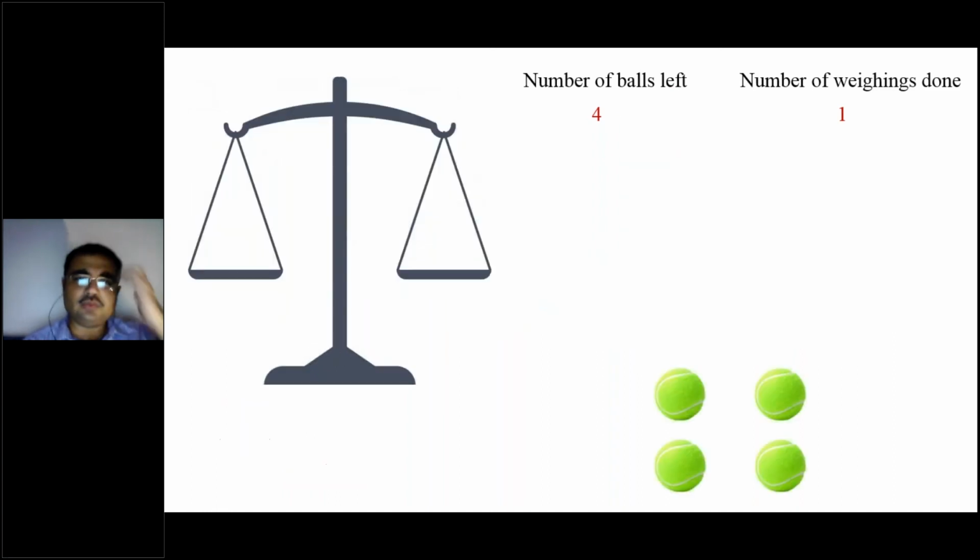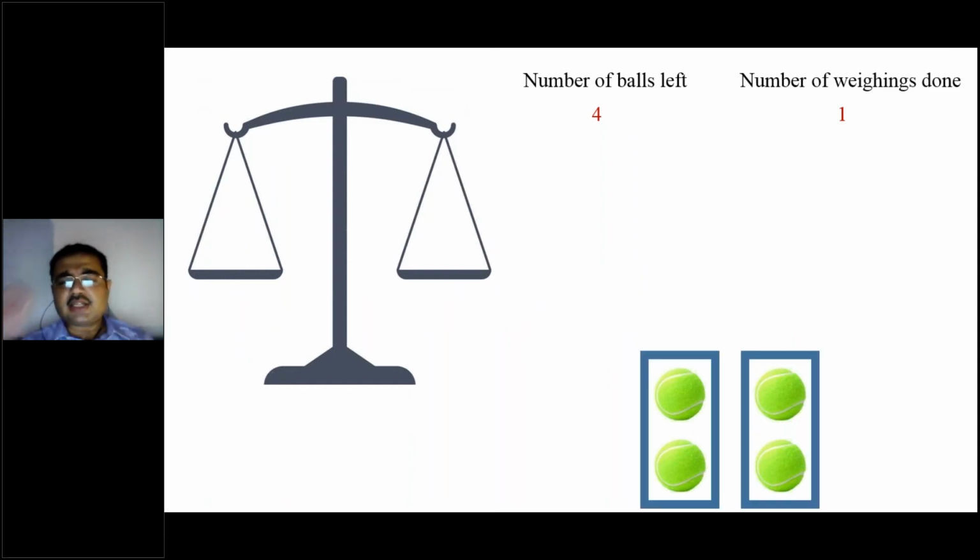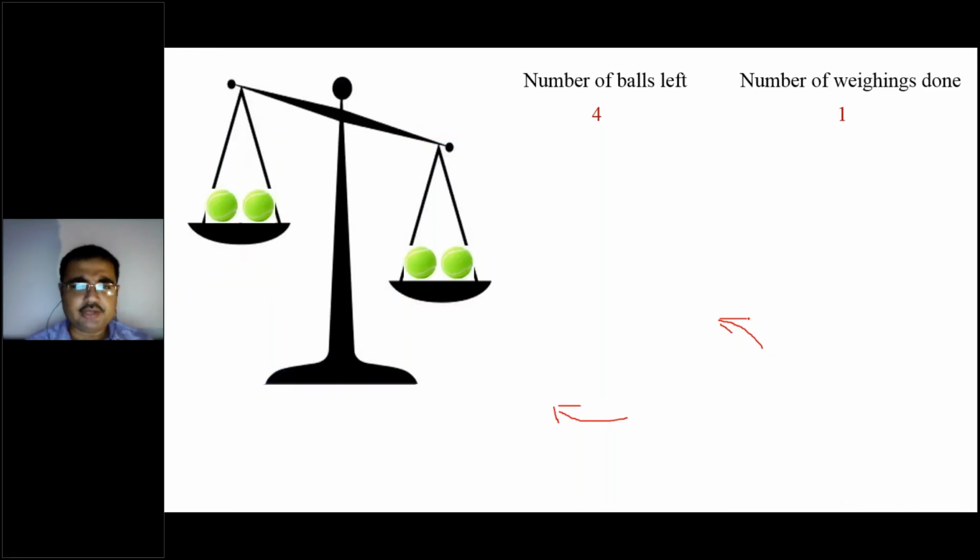Let's continue. So I'm left with 4 balls, 1 weighing done till now. What will I do now? I select groups of 2. See, one of these 4 balls is heavier. So if I put 2 on one side and the other 2 on the other side, then again one of the sides will go down. Isn't it so? I put it. Yes, one of the sides goes down.